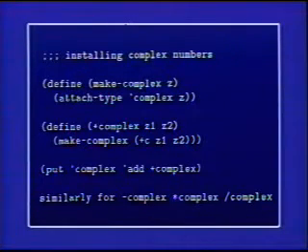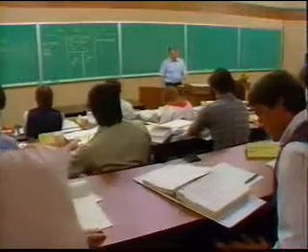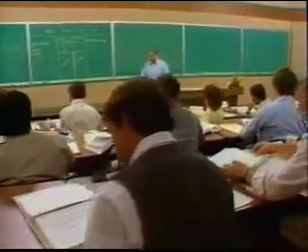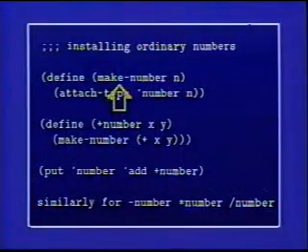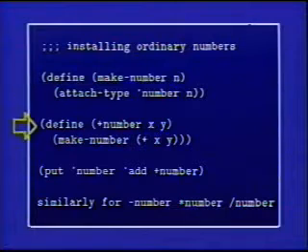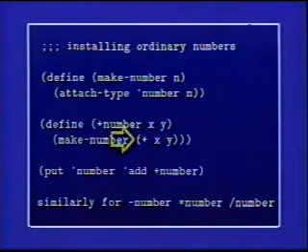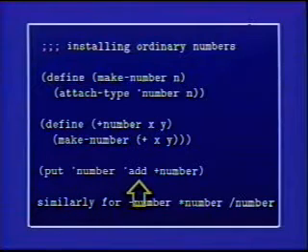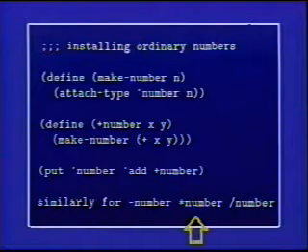Okay, how do we install ordinary numbers? Exactly the same way. We come off and say, well, we'll make a thing called make number. Make number takes a number and attaches a type, which is the symbol number. We build a procedure called plus number, which is simply add the 2 things using the ordinary addition, because in this case we're talking about ordinary numbers, and attach a type to it, make that a number. And then we put into the table under the symbol number and the operation add this procedure plus number. And then same thing for subtracting and multiplying and dividing.